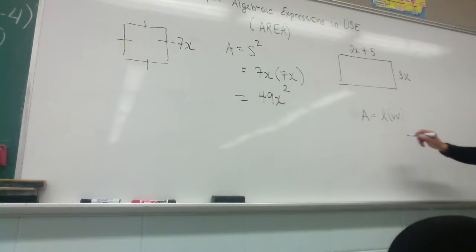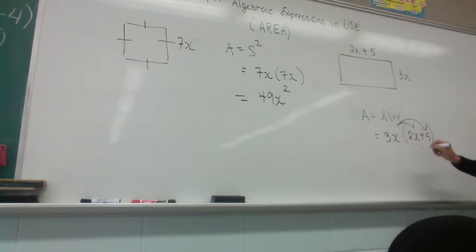Yes? So you do 3x and then 2x plus 5 in brackets? Exactly. So that gives you 6x squared plus 15x. 6x squared plus 15x. Perfect. Is this my final answer here? For now, yes. There's nothing else that you could possibly do except give me the simplified version of what the length times the width is. Now, had I told you the value of x, then I could get a numerical answer.